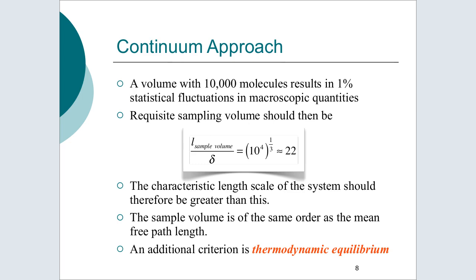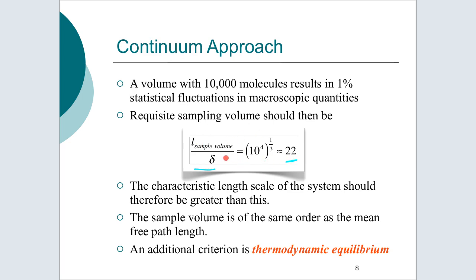Now, at what stage do the molecular effects really start to kick in? Well, a volume with about 10,000 molecules results in about a 1% fluctuation in macroscopic quantities. So if you have, for example, the temperature or the velocity or density of a region, if you've got about 10,000 molecules in there, you've got about 1% fluctuation in that parameter. And for most purposes, that's sufficient. So that gives us a sense that our sample volume to molecular spacing should be about 22.